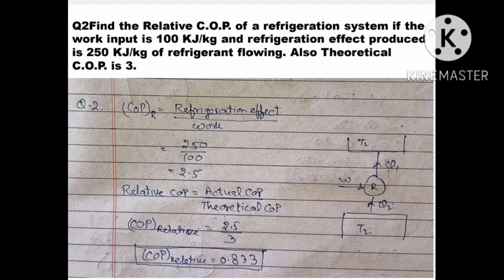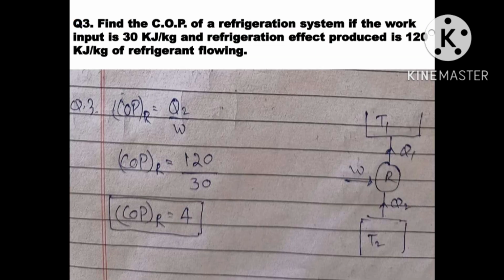Now actual COP of a refrigerator is given by refrigerating effect upon work. So we can find it out as 250 divided by 100. So it will be 2.5. Now since the actual COP is 2.5 and theoretical COP is 3, so we can find out the relative COP as COP relative equal to 2.5 divided by 3, that is 0.833. So this is how we will calculate the value of relative COP.